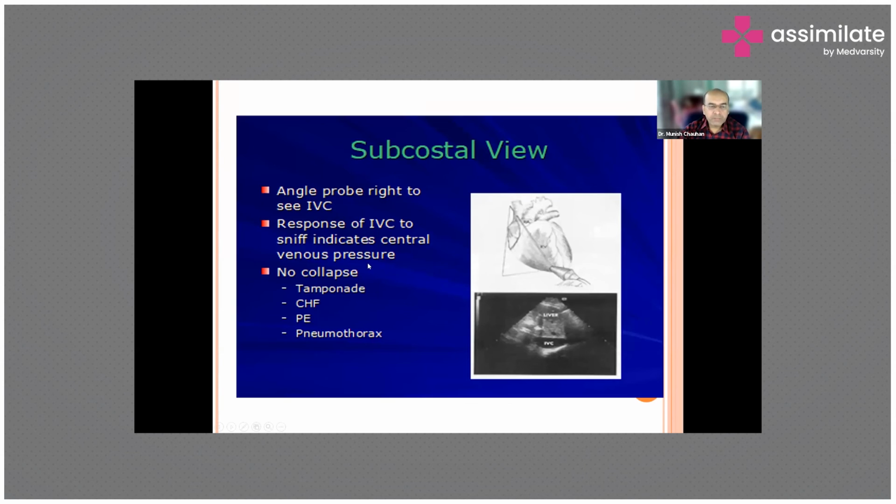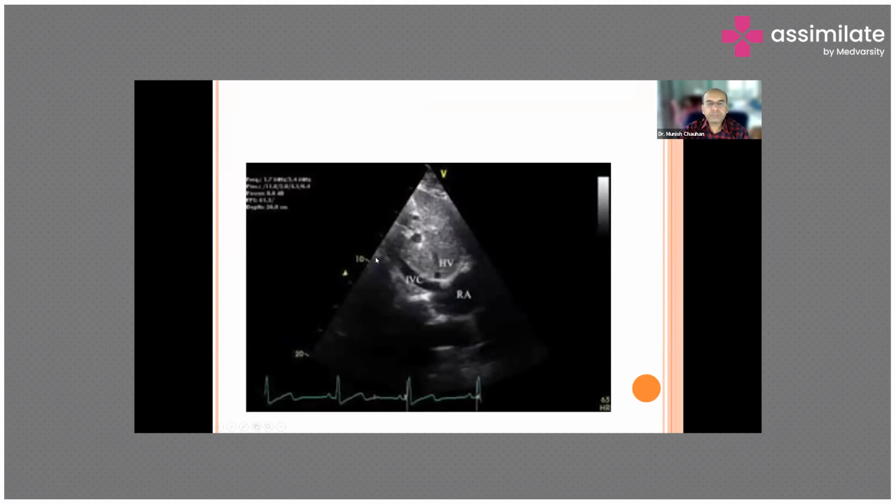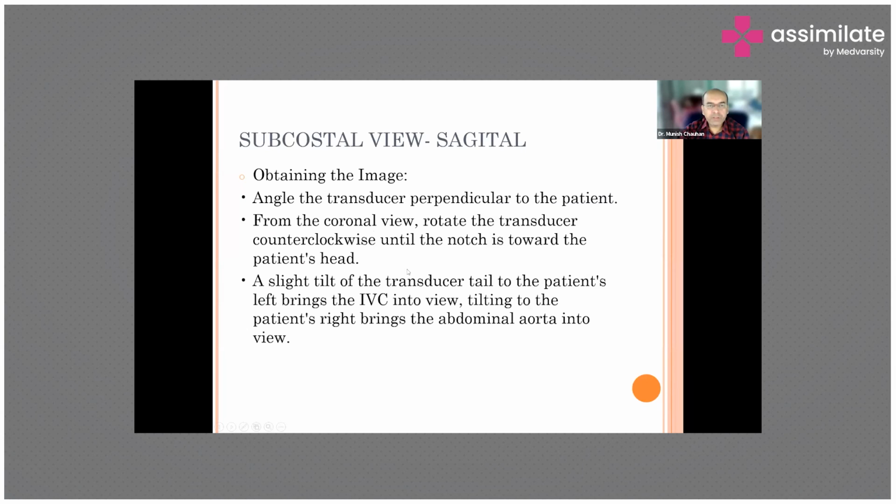Now, if you want to see the IVC, how to get an IVC? We turn the transducer perpendicular to the patient. So right, it was cutting like this, and we turn it like this to the patient. Get a coronal view, and we tilt it left to right to bring the IVC into the view. The IVC will be a bit towards the right side, the aorta is towards the left side, and you can see the IVC entering the right atrium with this view.